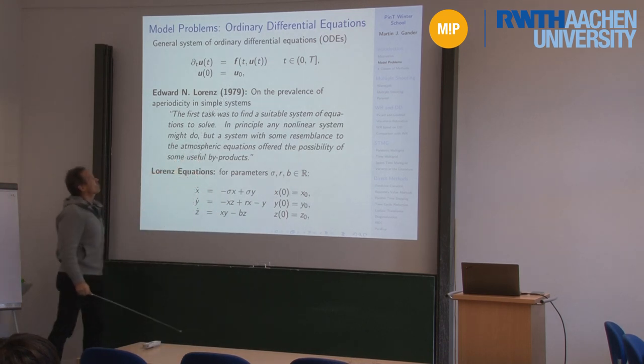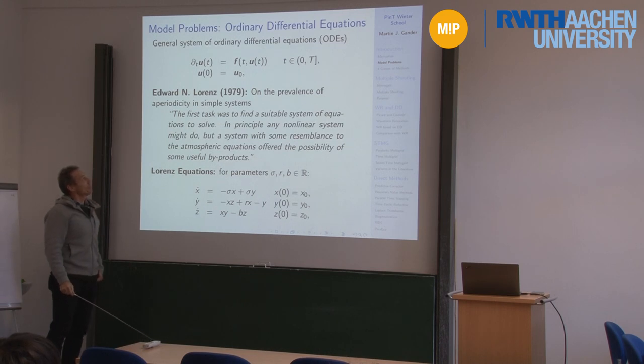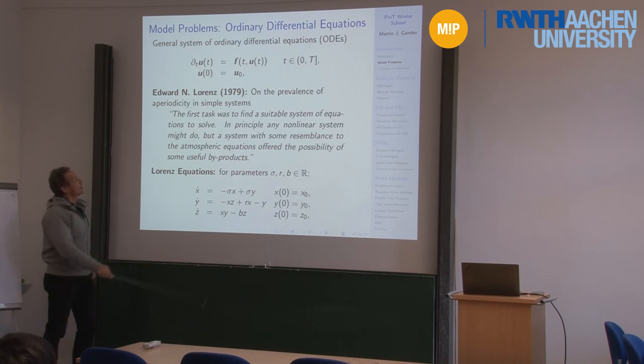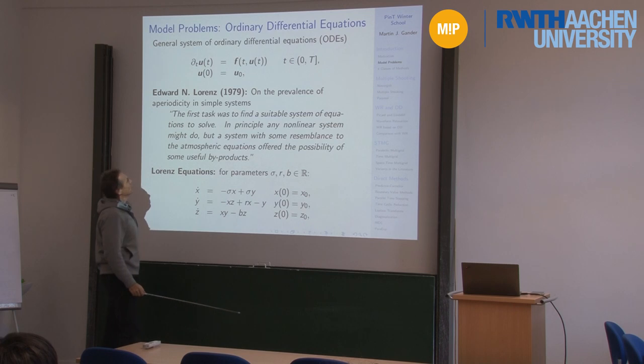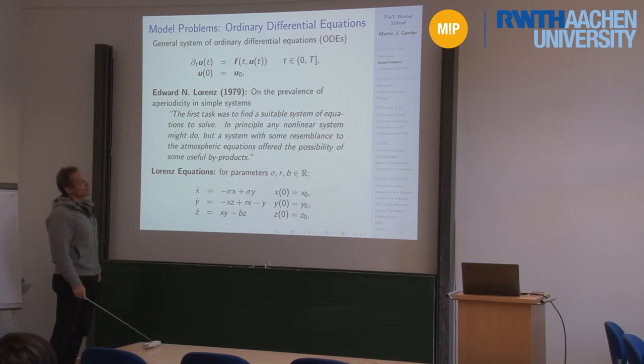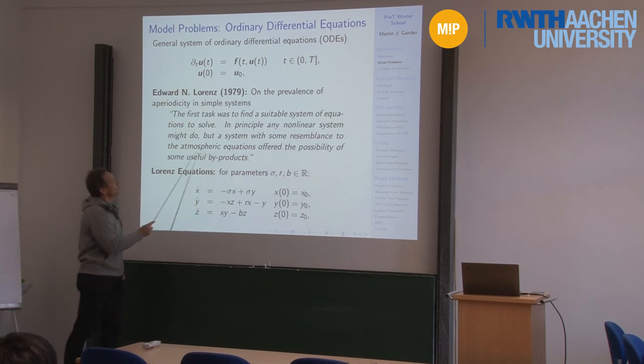And the problem I will use is a problem from Edward Lorenz from 1979. He was working on weather prediction, ordinary differential equations. And there is a paper where he says that the first task was to find a suitable system of equations to solve. In principle, any nonlinear system might do. But a system with some resemblance to the atmospheric equations offered the possibility of some useful byproducts.